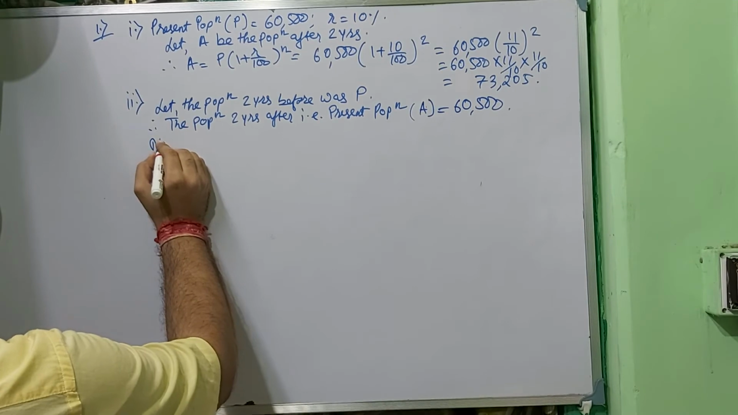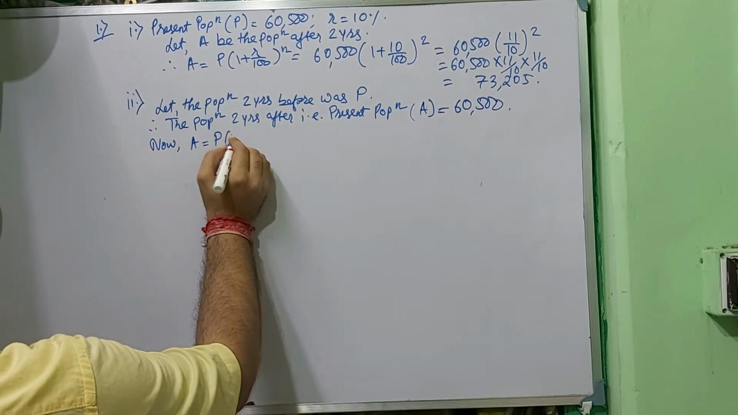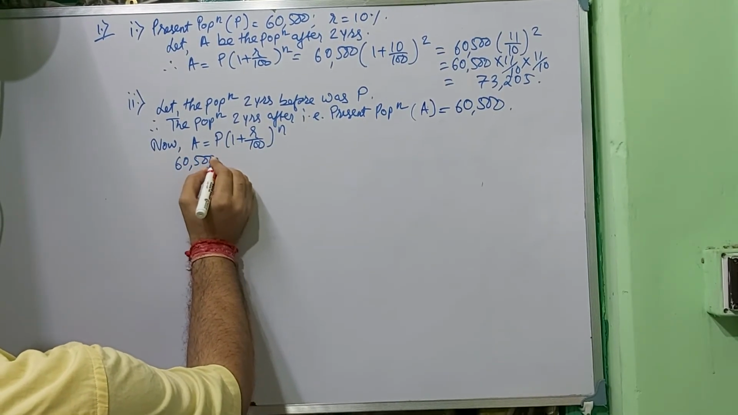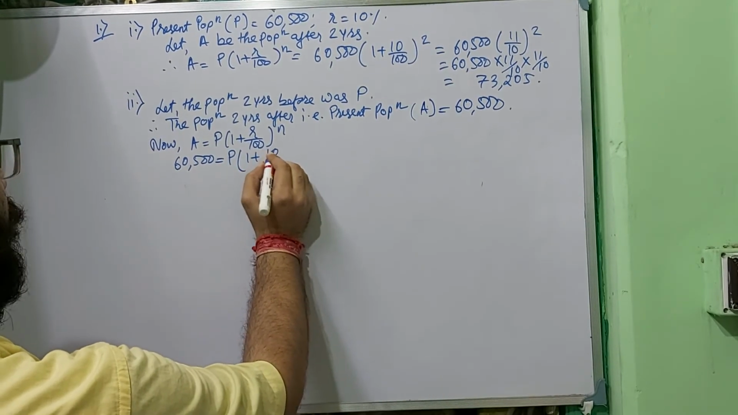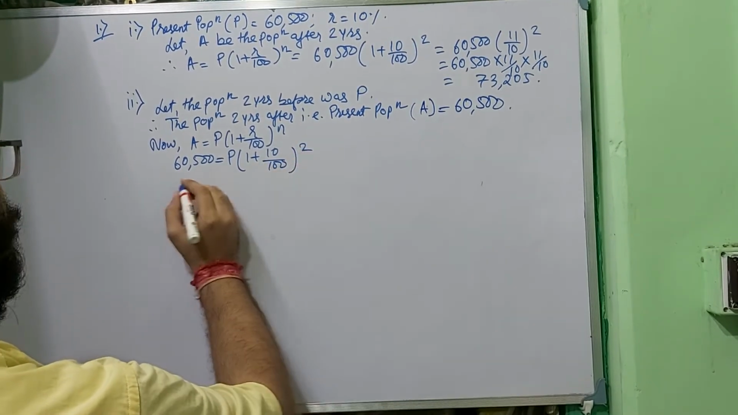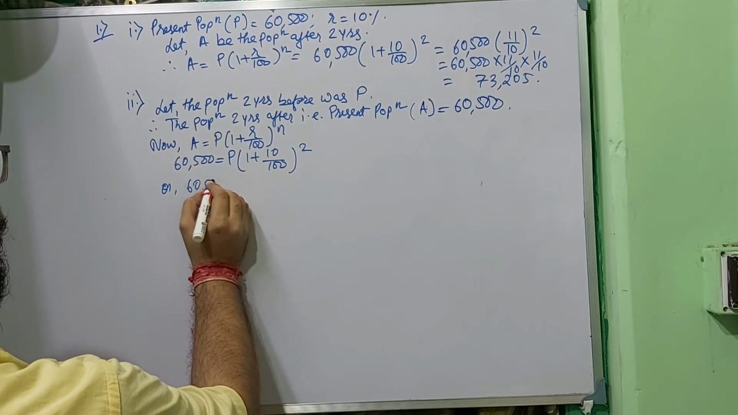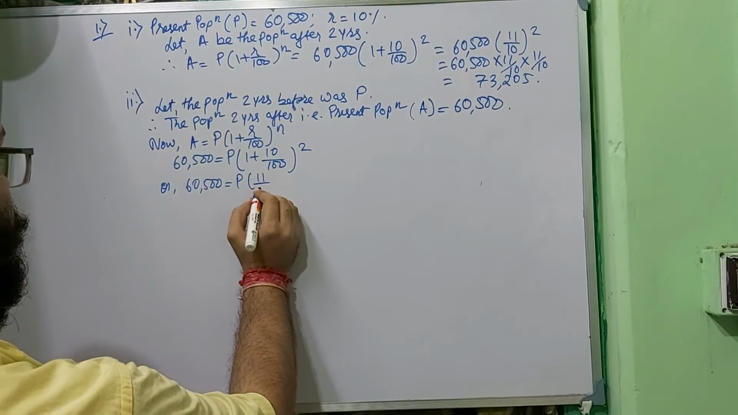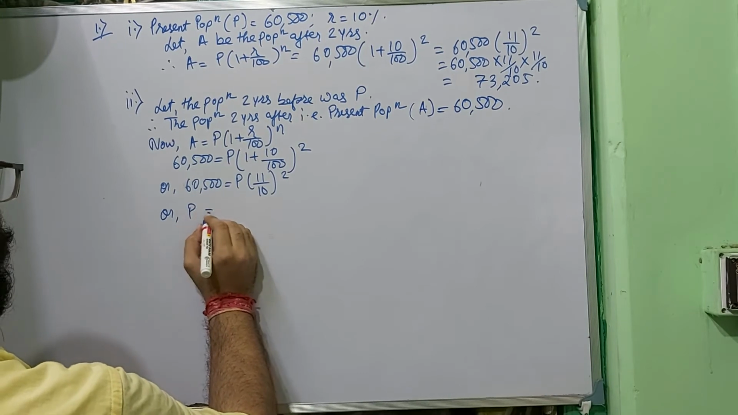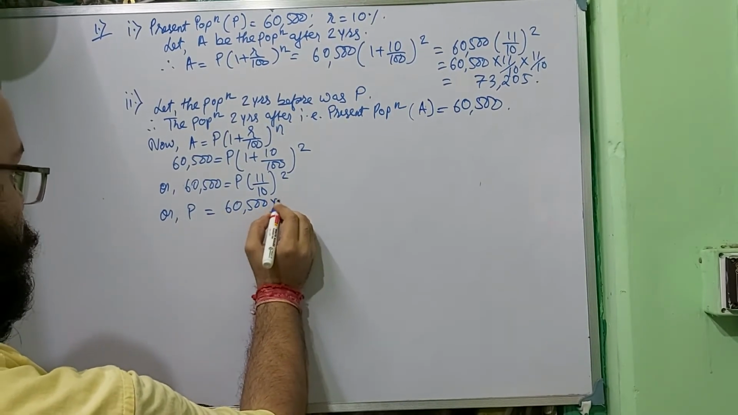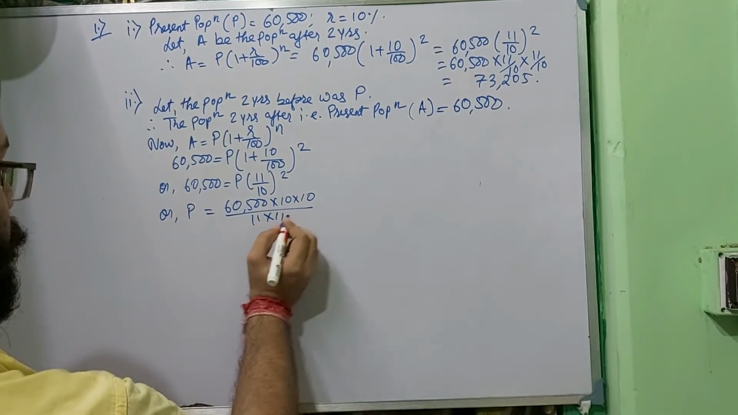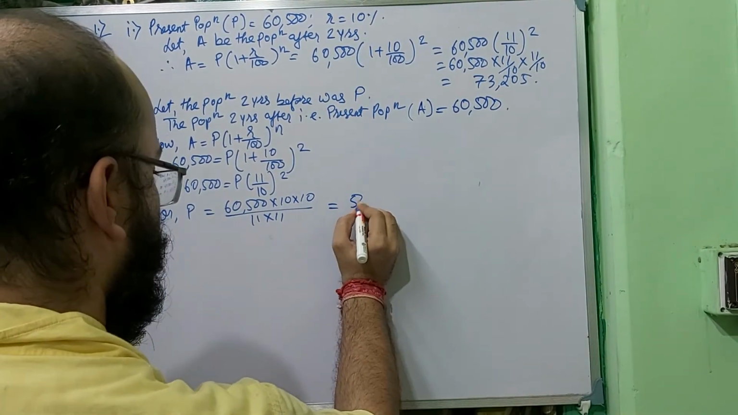So now A is equal to P into 1 plus R by 100 whole to the power n. A is 60,500, is equal to P into 1 plus 10 by 100 whole to the power 2, or 60,500 is equal to P into 11 by 10 square, or P is equal to 60,500 into 10 into 10 by 11 into 11. It will become 50,000.